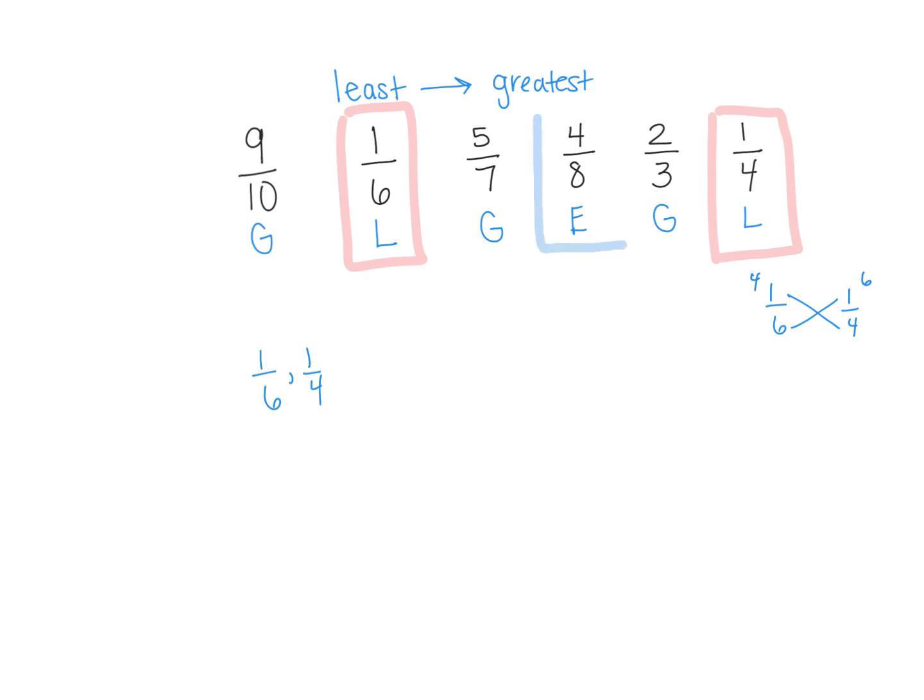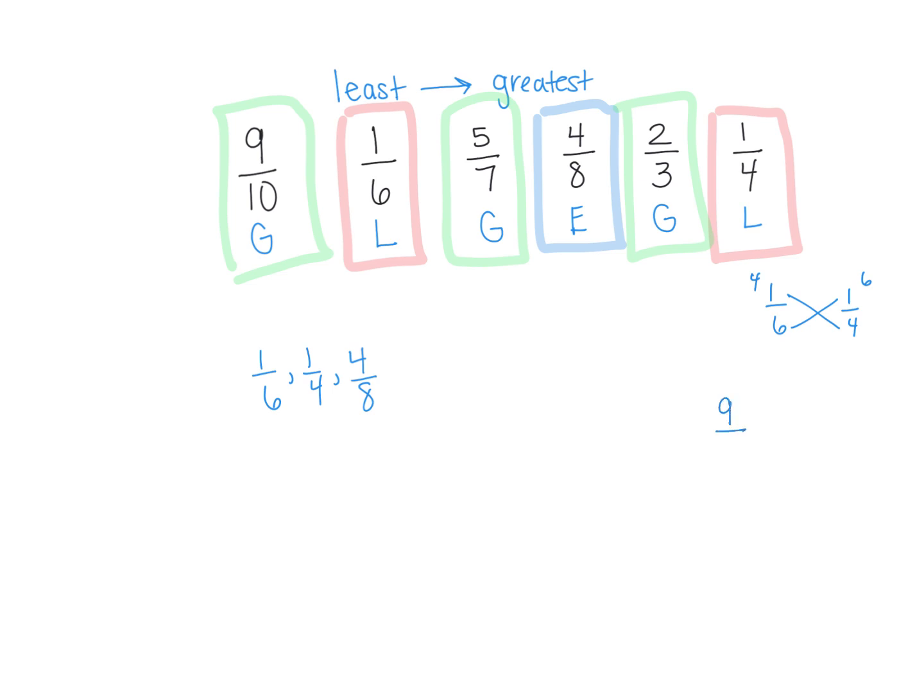Next, I look for my E, which is 4/8. And then finally, I'm going to look at my 3 G's. And because there's 3 of them, I'm going to come over and cross multiply 2 of them, 9/10 compared to 5/7. When I cross multiply, I figure out that 5/7 is smaller because the 50 is smaller than the 63.